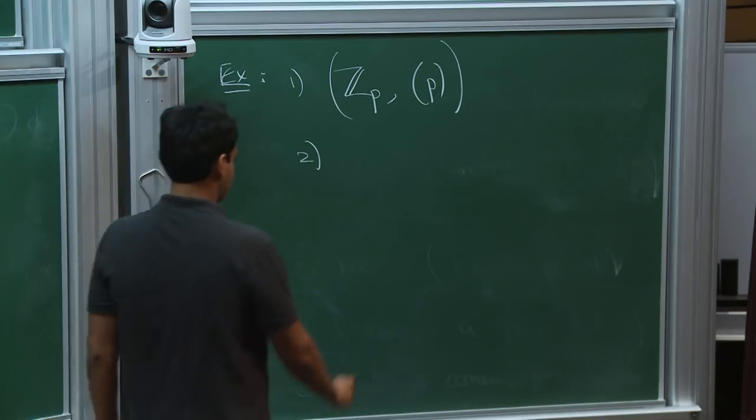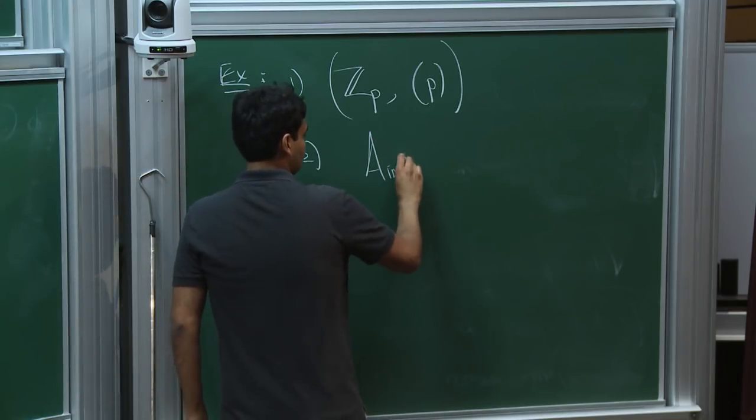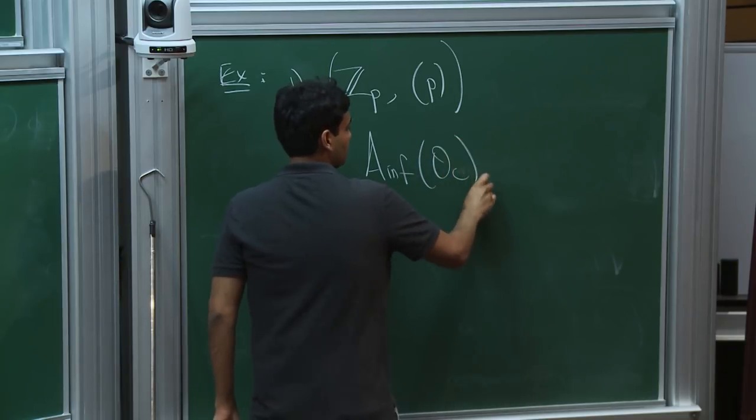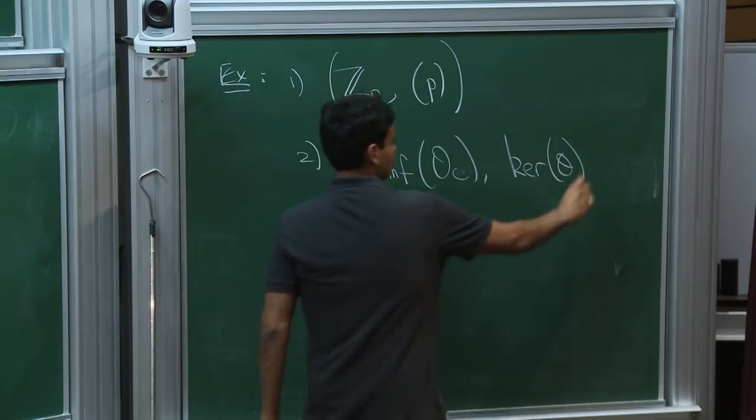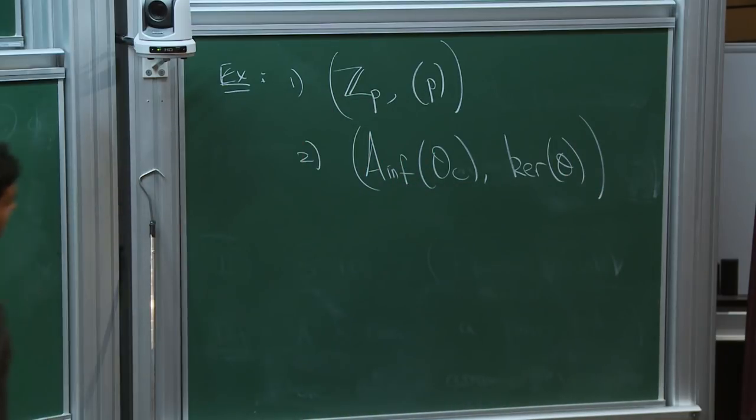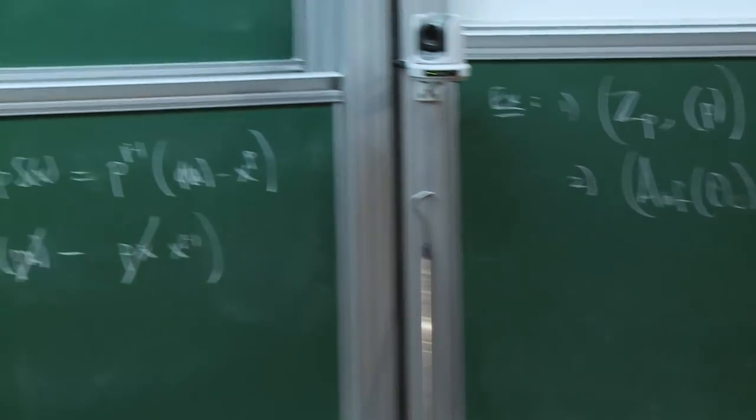The example from the start of the talk is also a prism. So I can do A_inf of O_C, comma, the kernel of this map theta back down to O_C. And this is also a prism, so you have to check that a generator of the kernel of theta is actually distinguished, but this is a classical thing.